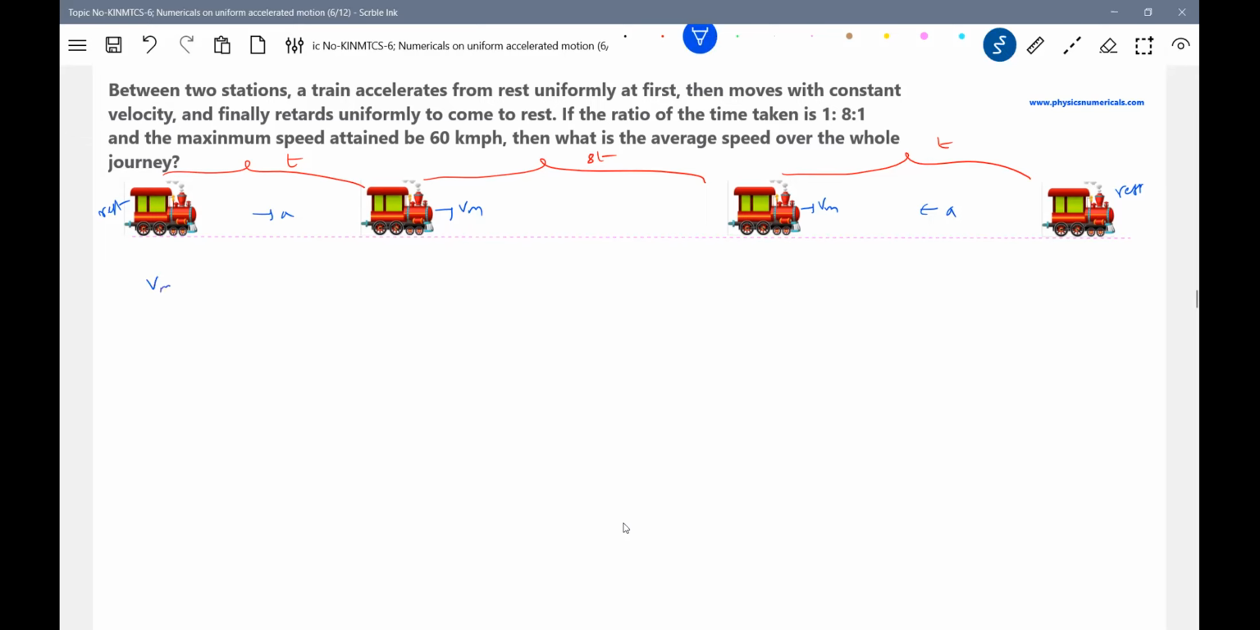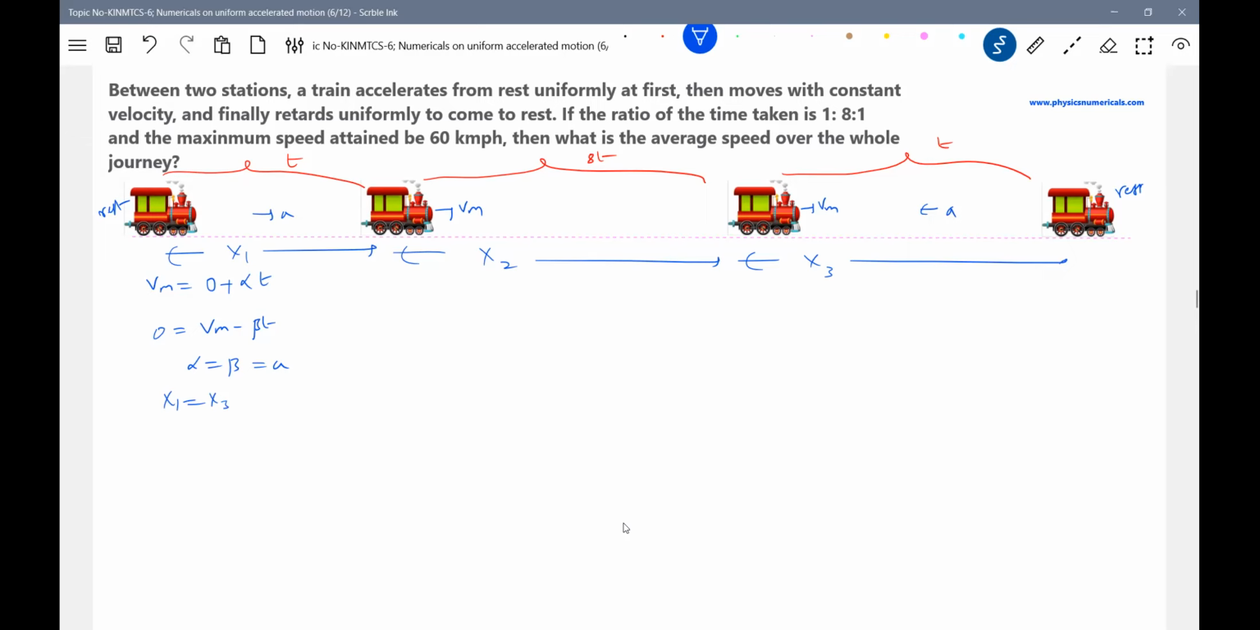What is that? Vm is equal to 0 plus alpha t. Similarly, 0 equal to Vm minus beta t. With this, alpha equal to beta, and that should be equal to A. It undergoes retardation because it is going to describe uniform velocity motion here. So whatever distance it covers during this period, the same distance it is going to cover during this one. With this, I can also write x1 equal to x3.